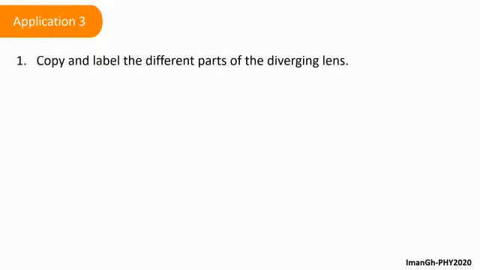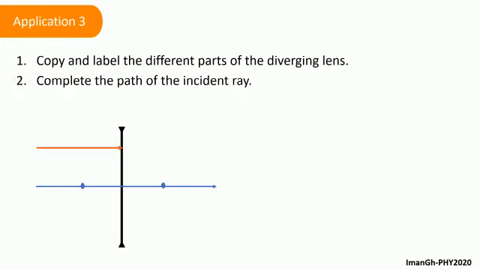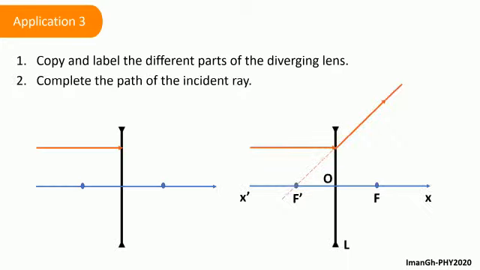In application 3, you are asked to copy and label the different parts of the diverging lens and to complete the path of the incident ray. Don't forget to place F' before the diverging lens, and notice how the emerging ray deviates away from X'X, seeming to pass through F'.